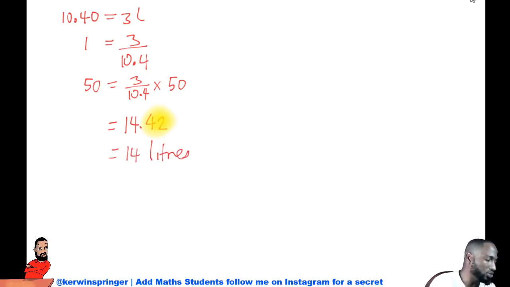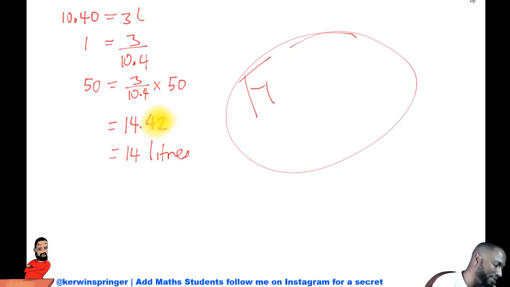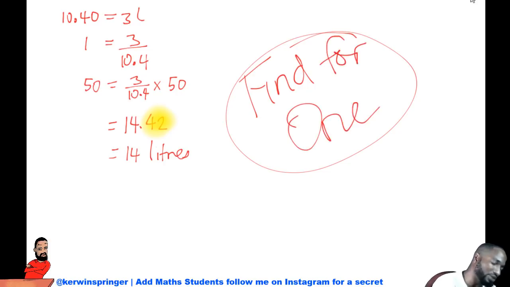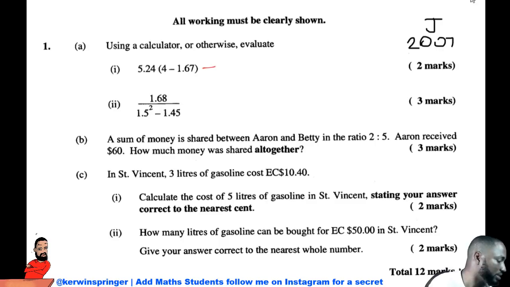So it's 14 liters. The aim in these style of questions is, you see this number here, find for one. I want you to write that down. Find for one, especially if you're weak in this. In these questions where you have this and you have to find that, you just find for one. You arrange it in such a way that you find how much for $1 or how much for 1 liter, and you go forward with your life. Let me go to the next. And just like that, we finished the whole of question one for January.